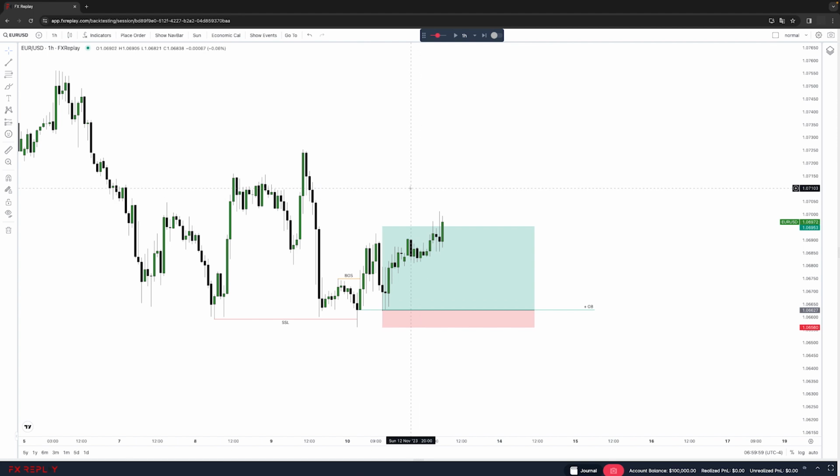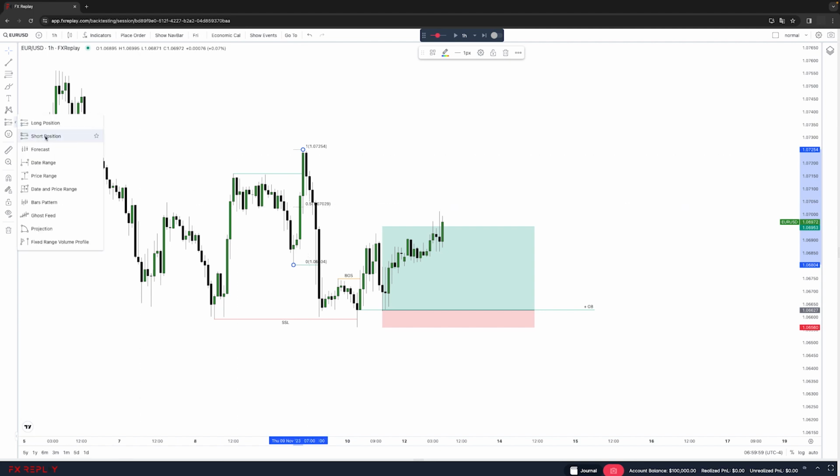You want to see a sweep of buy side liquidity, which we have right here, followed by a break of structure, which we have right here, followed by a return to the order block. In this case, it's a very large order block, so I would use the mean threshold, which is right here. In this case, I think the trade will fail just because we're in an uptrend or a bullish order flow, but we'll try it either way.